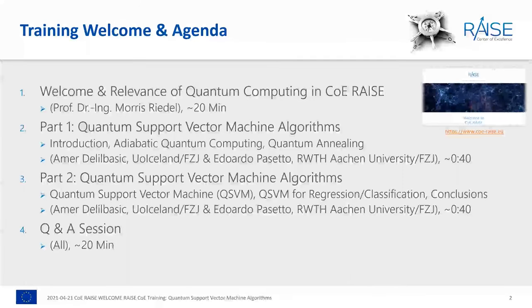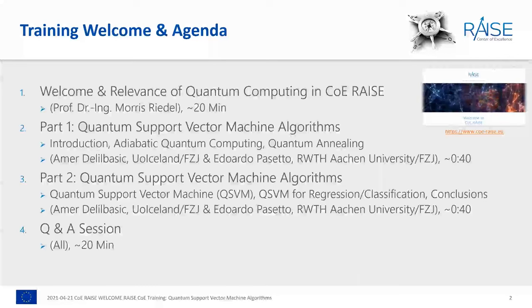But the modus operandi today would be in these four parts. I will just show very roughly the relevance of quantum computing in CoE RAISE, connecting it a little bit with the interesting IPUs we had the last time with the graph networks and the graph chips, that we have also possibly in the near future as another form of hardware, right?